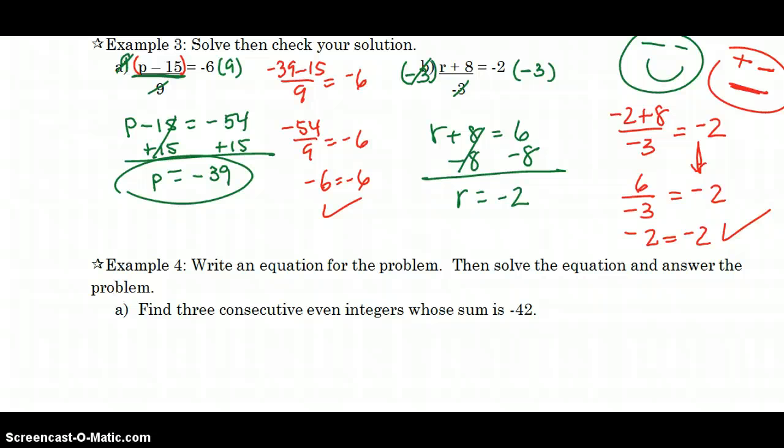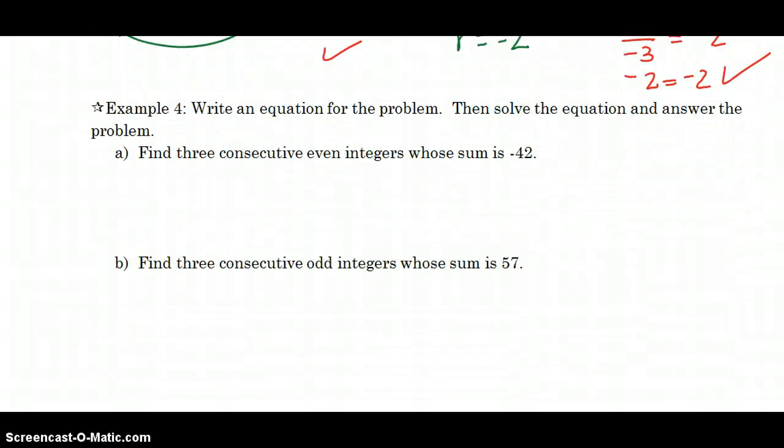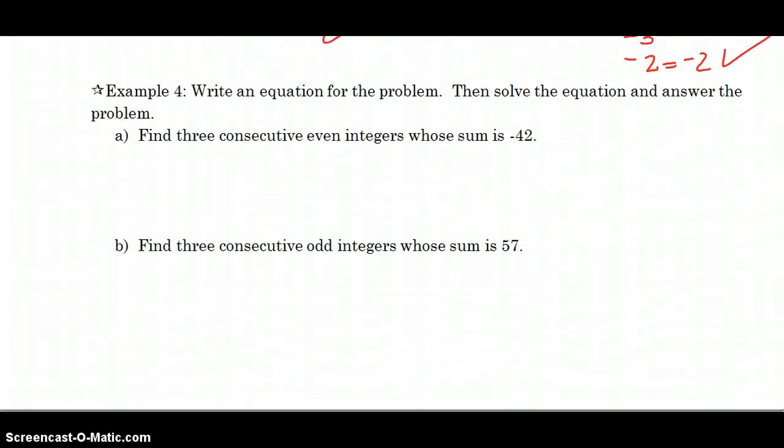Alright, the last example I'm going to work with you on our video tonight is example 4. Write an equation for the problem, then solve the equation and answer the problem. 3 consecutive even integers. Find those whose sum is negative 42. Now, we need to talk about consecutive integers. 1, 2, 3. Those are consecutive integers.